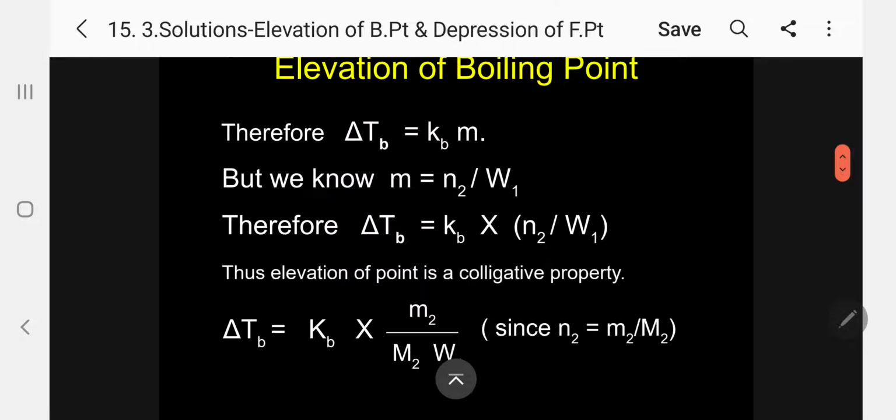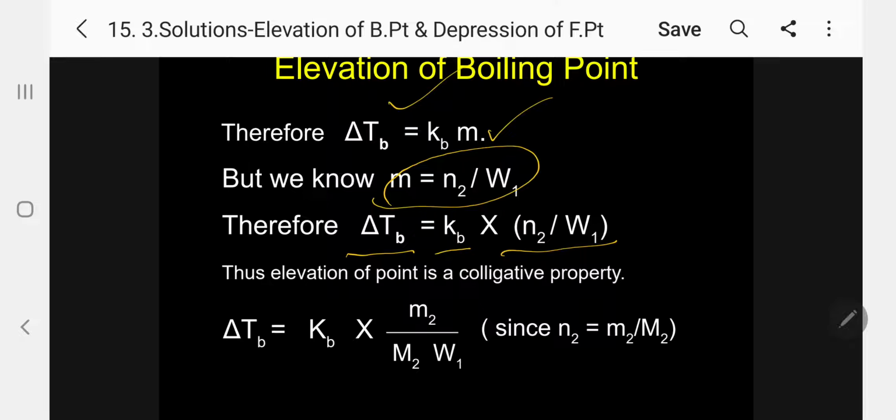Therefore, now we can take from equation 2, that is delta Tb equals Kb into m. Delta Tb, elevation of boiling point; Kb, molar boiling point elevation constant; m, molality. But we know from the definition, m equals n2 by W1, number of moles present in 1 kilogram of solvent. So let me substitute here: delta Tb equals Kb into n2 by W1. This is the most important equation.